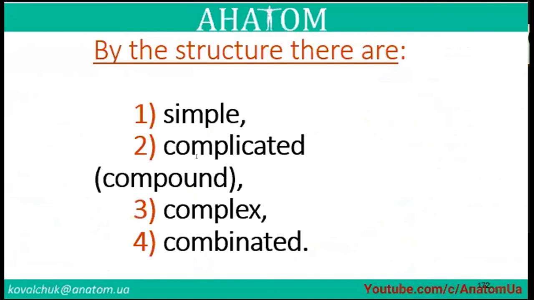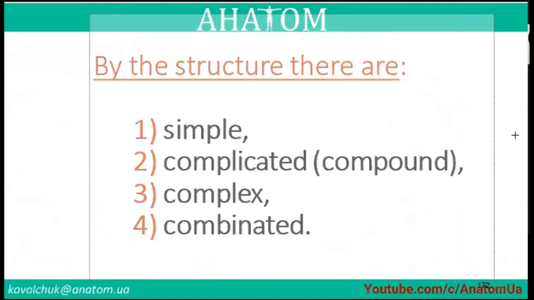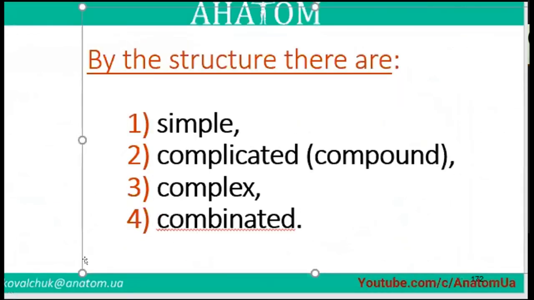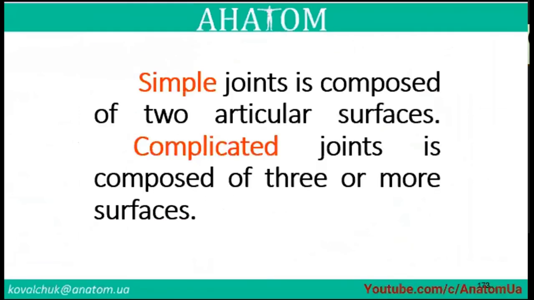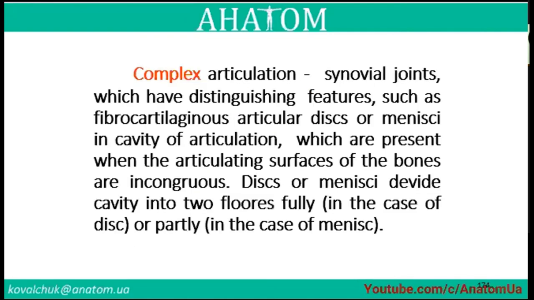Joints can be simple, compound, complex and combinated. A simple joint is composed of two articular surfaces, two bones connecting. A complicated joint is composed of three or more surfaces, or three or more bones together.